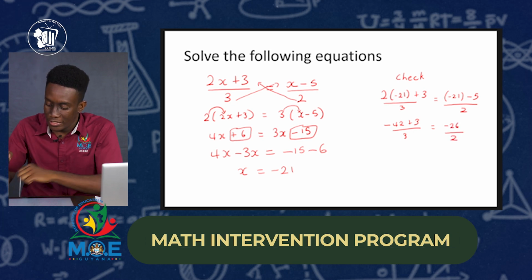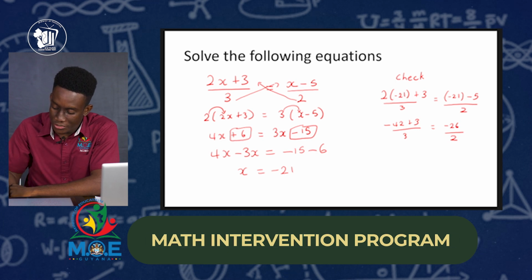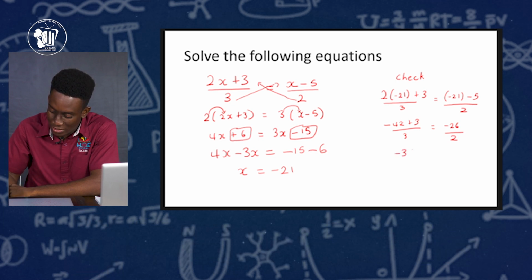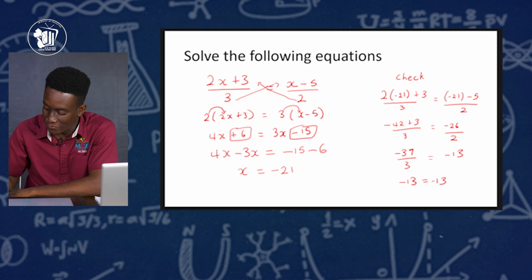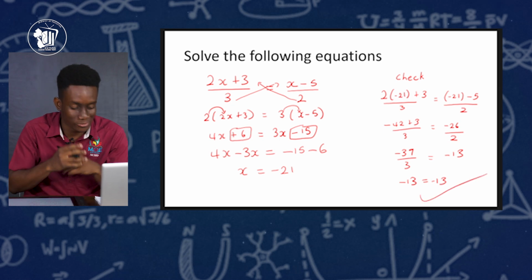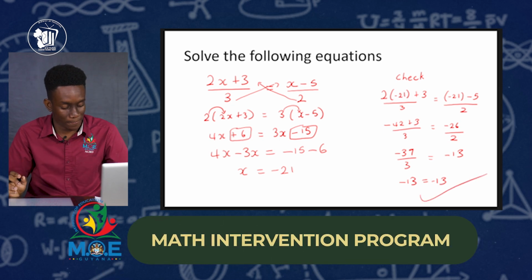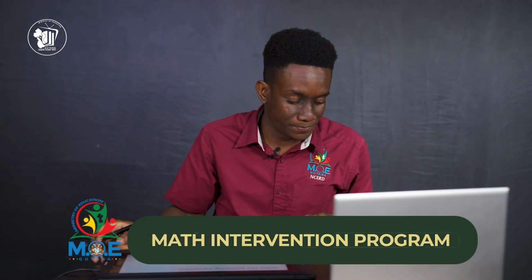And now we have negative 42 plus 3. That would give you a negative 39, all divided by 3. So negative 39 divided by 3, that would give us a negative 13. And that should be equal to negative 26 divided by 2, which would give us a negative 13 as well. So negative 13 is equal to negative 13. So it checks out and our answer is 100% correct. So let's look at another example.